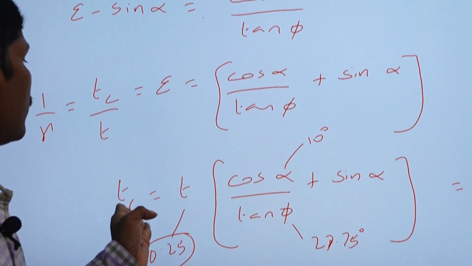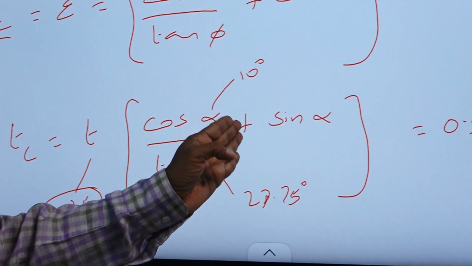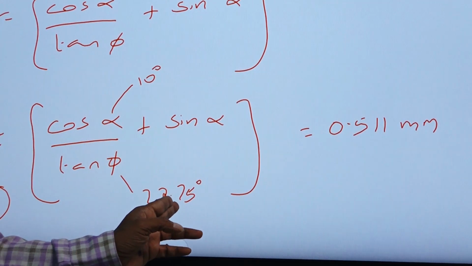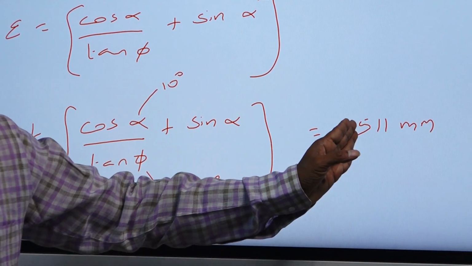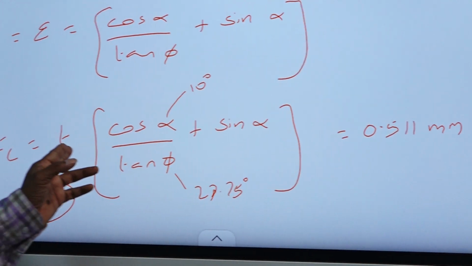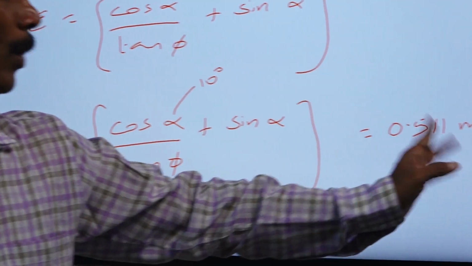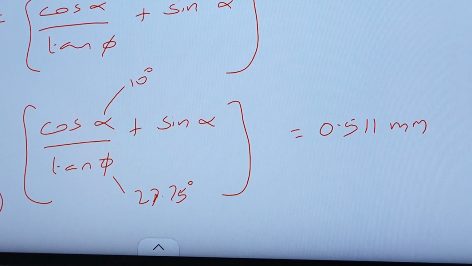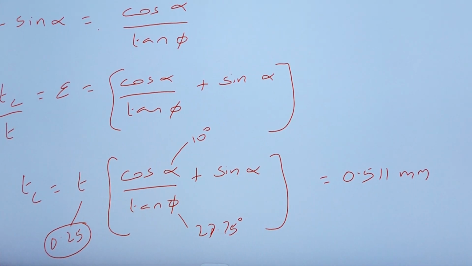When you simplify, you can get chip thickness equal to t into, open the bracket, cos alpha divided by tan phi plus sin alpha. When you substitute alpha equal to 10 degree and phi equal to 27.75 degree, given in the problem, you can get 0.511 mm. Here t is given as 0.25 and tc is 0.511 mm. So compared to 0.25, it has increased. Whenever the chip is formed, the thickness will increase.